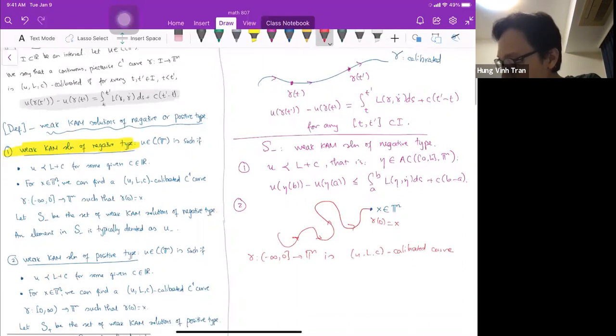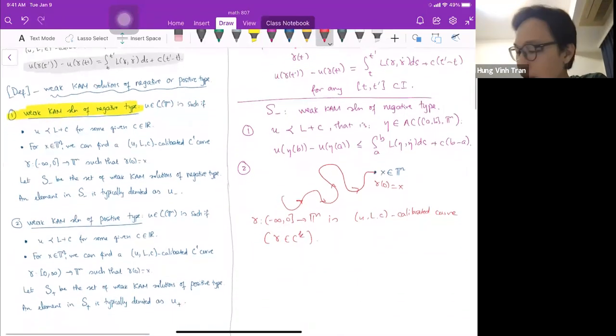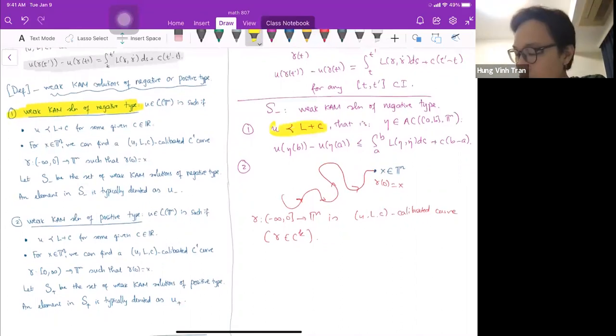Remember that we automatically have that gamma is in C^k. Actually, I think Sun asked the question last time whether calibrated implies it's an extremal or a minimizer. It is, provided that you have the fact that u is dominated by L plus c. Those two together give you that. Negative times here just meant that you are going from minus infinity to 0. So it's a ray, right?